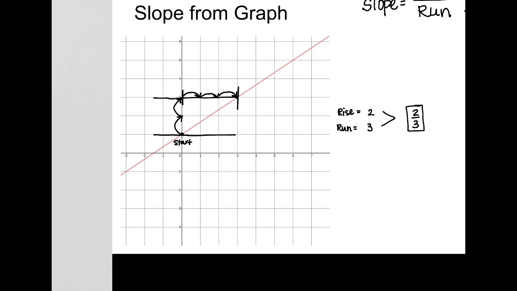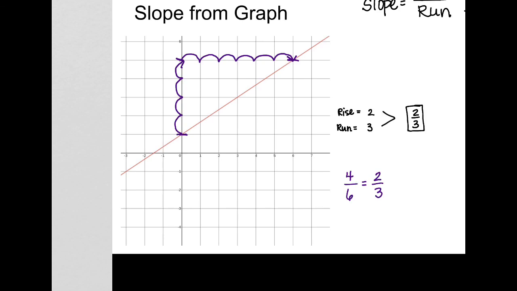Now you should be able to get that no matter where you start or end, technically. So like, for example, I could start here and end here, and I would rise 1, 2, 3, 4, and run 1, 2, 3, 4, 5, 6. And 4 over 6 is a fraction that reduces to 2/3, so I get there still. Now this brings us then to how do we calculate slope between 2 points.